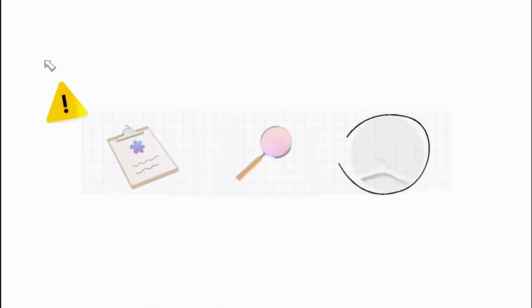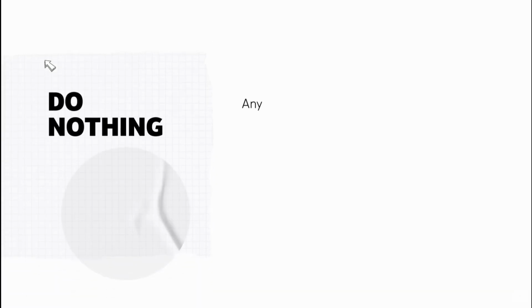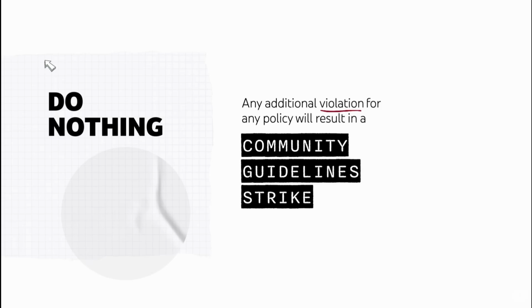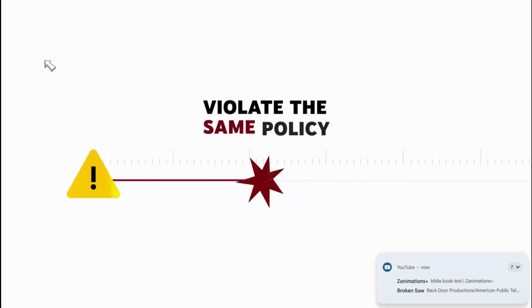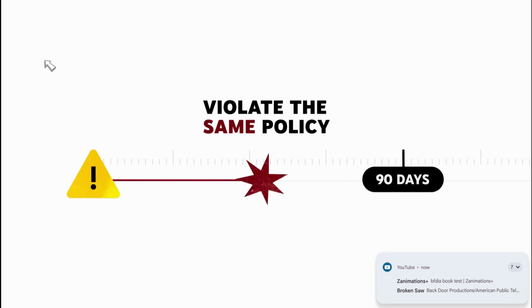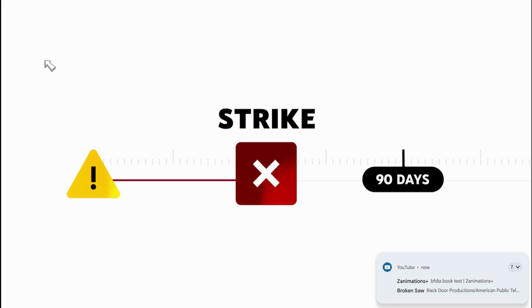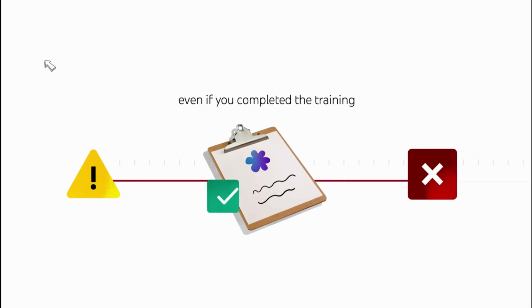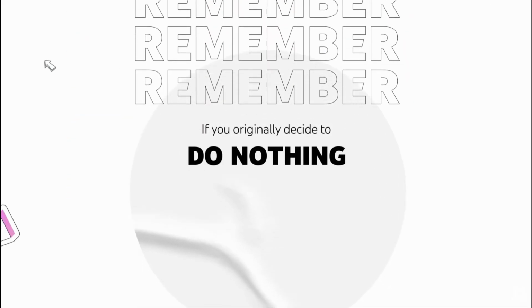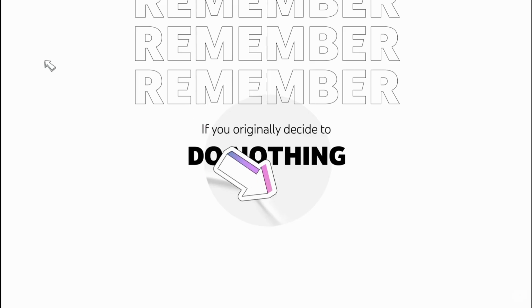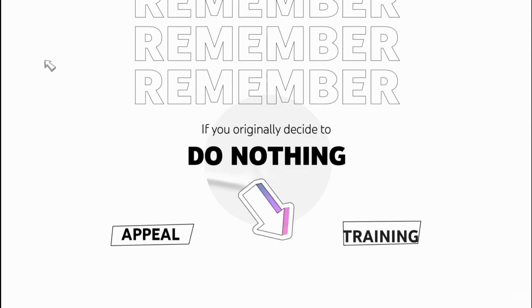If you choose to not take the training and do nothing, any additional violation for any policy will result in a community guideline strike. Note that after your warning, if you do violate the same policy again within 90 days, you will receive a community guideline strike, even if you completed the training. Remember, if you originally decide to do nothing but then change your mind, you'll always have the opportunity to appeal or to take the training.